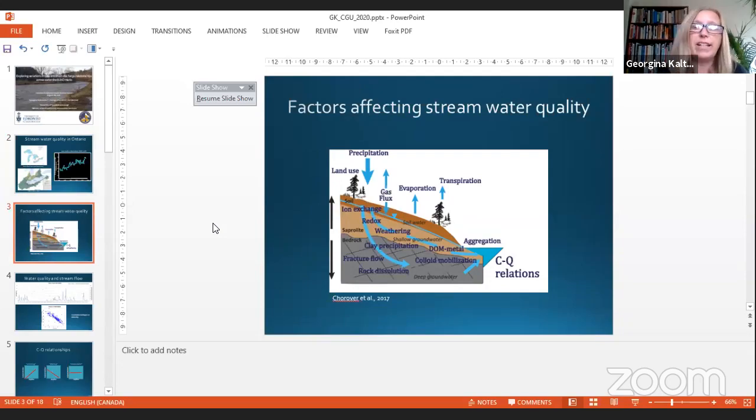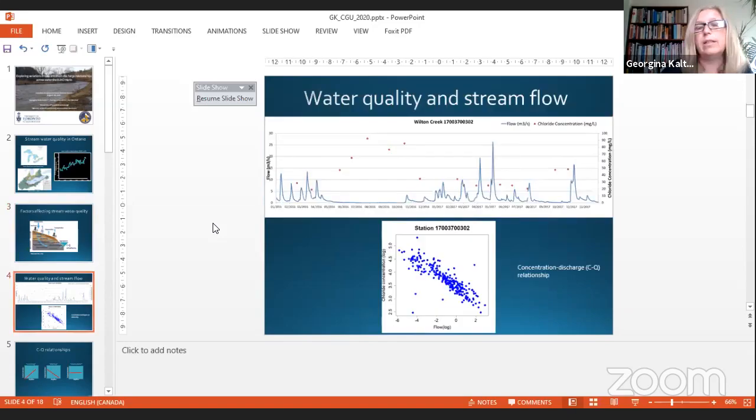The factors affecting stream water quality are numerous and complex. There are many different sources, both natural and anthropogenic. And of course, there are many different transport pathways that water can take through a watershed leading to the stream. In each of these transport pathways, the water takes on an individual chemical signature. And it's the combination of all these sources and transport pathways that we see in the water quality, and specifically the CQ relation. So what do we mean by CQ relation?